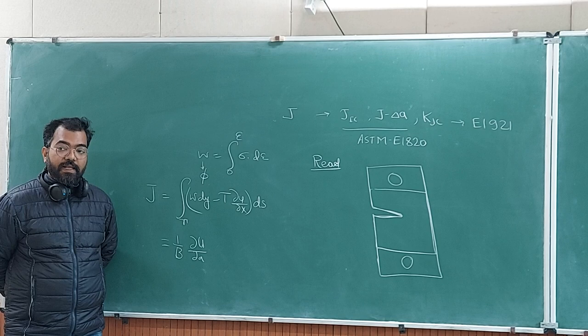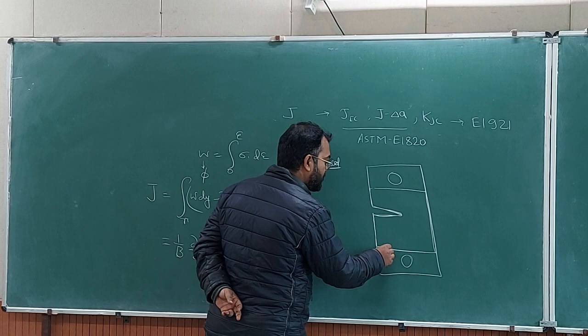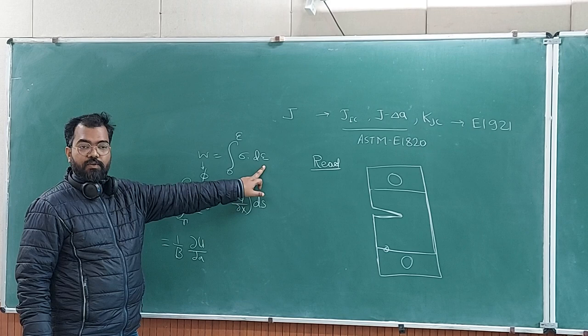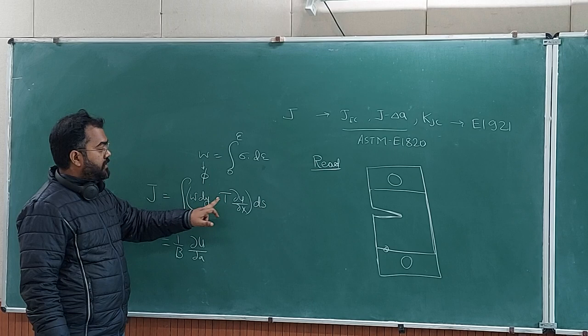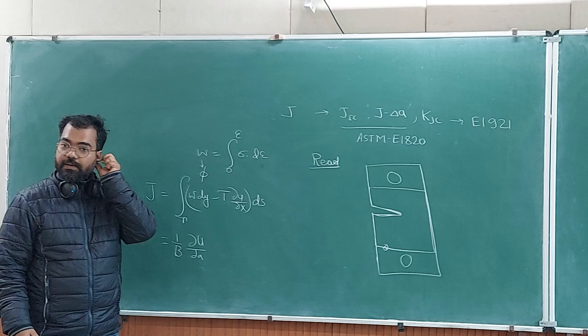So at every point on this contour, you need stress, you need strain. What else do you need? That's it. So this can come from stress and strain. This can come from stress. You have to measure displacement also. From displacement, you will calculate strain. So how will you measure those things at different points?